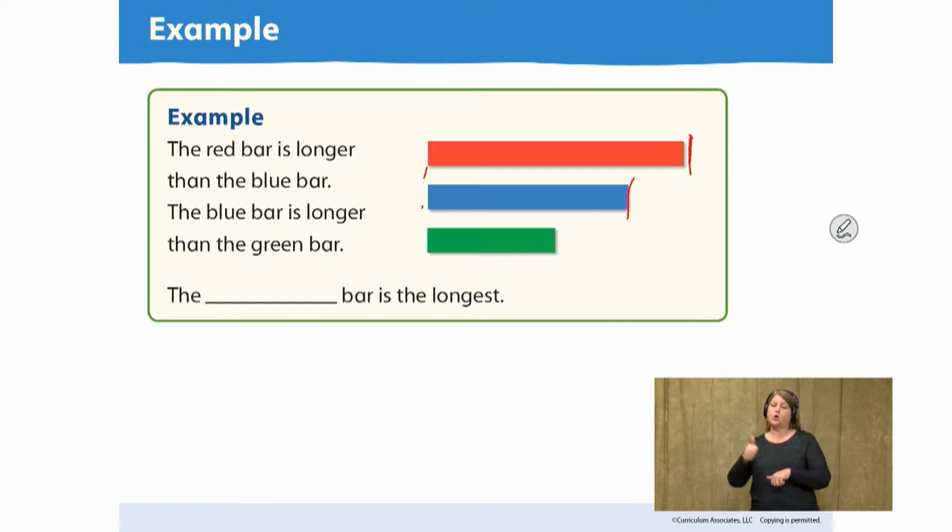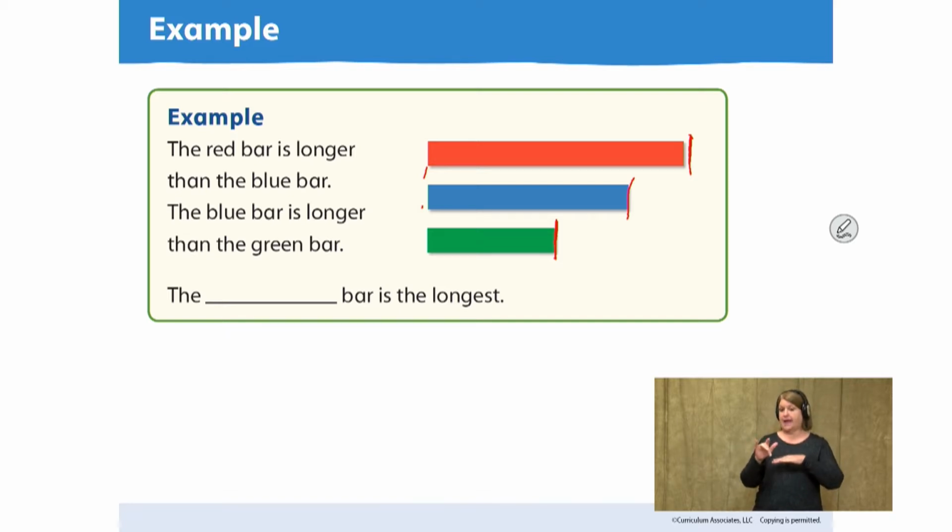The blue bar is longer than the green bar. So now you're comparing the green to it. You notice they start at the same point. We're comparing the length. We're saying that the blue is longer than the green. The blank bar is the longest.